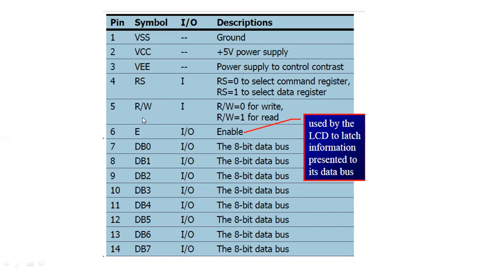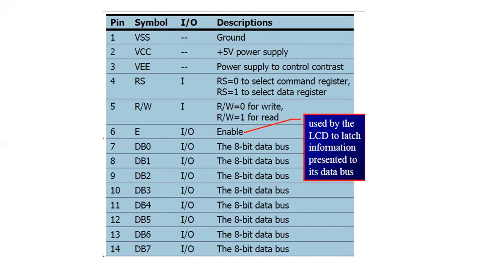So the fifth pin is read write. This bit is for writing to the LCD. This bit will be made 0. Always we are going to write the data, whether the command or data we are going to send to the LCD, so this read write pin will always be 0. And the sixth pin is the enable pin. This enable pin will be used for a high to low pulse with a certain delay.